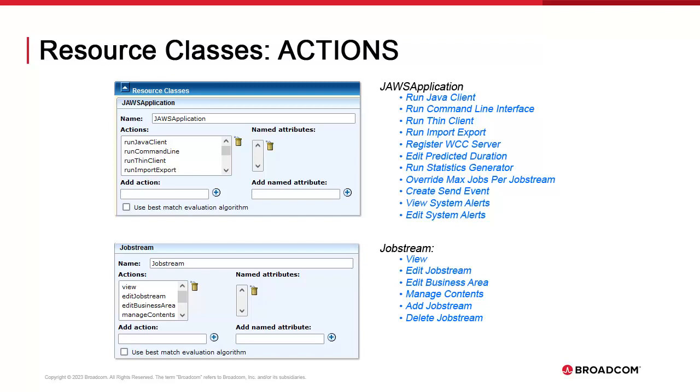You'll be able to restrict access to certain job streams based on part of their name and the business area that they belong to. Furthermore, you'll be able to determine what users can do, say delete a job stream or change the business area.